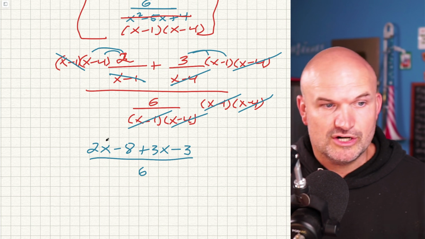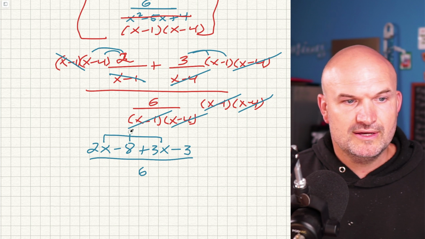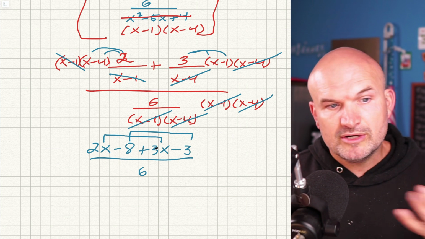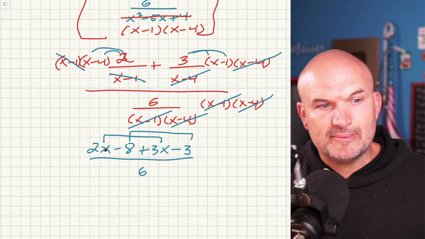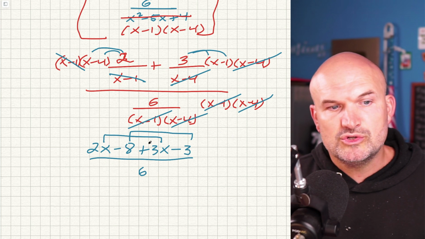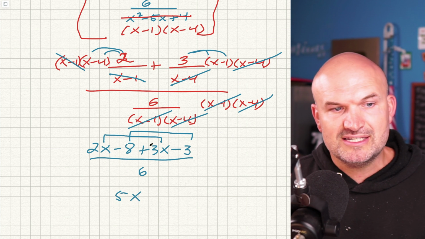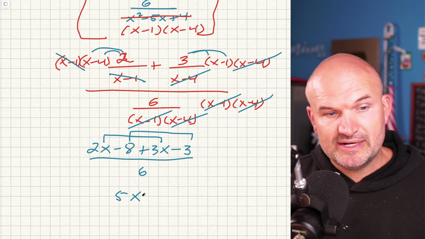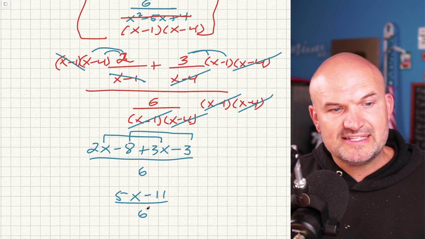Now I can combine like terms, right? Variables with variables and numbers with numbers. Now again, when you're combining variables, remember you're just going to combine the coefficients. So 2x plus 3x is going to be a 5x. Negative 8 minus 3 is going to be a negative 11, and that's divided by 6.